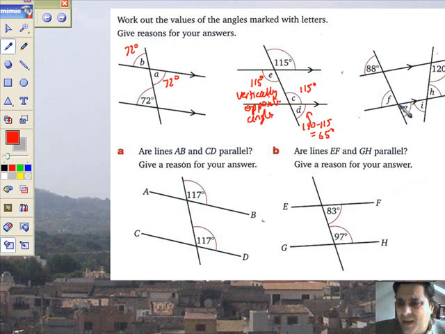Now what about the next one? Plenty going on here. I won't have space to do all that. Right, A, B, C, D, E, F.